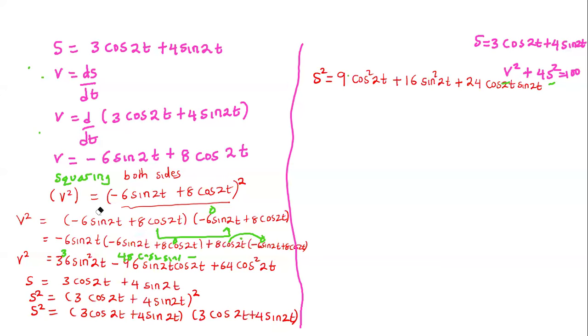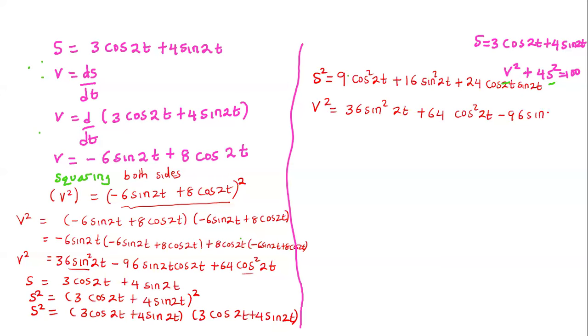Right. Now, we are going to come here with the mathematical eye. I'm going to write the first equation of V, but allow me to arrange it in form of sine and cos first. So I have V squared is equal to 36 sine squared 2t plus 64 cos squared 2t minus 96 sine 2t cos 2t. Now, for this one, as well, write it in terms of an identity.